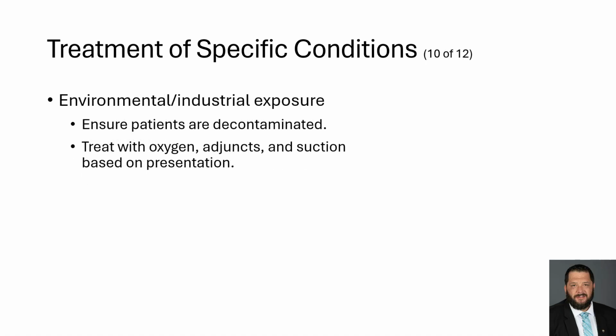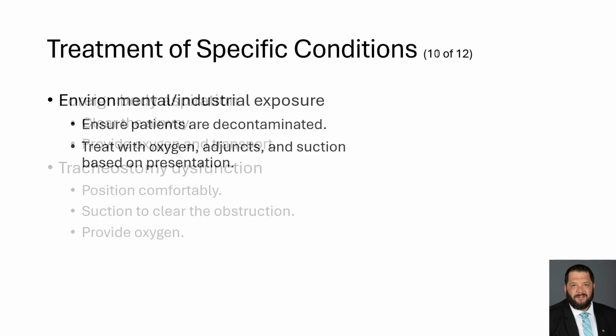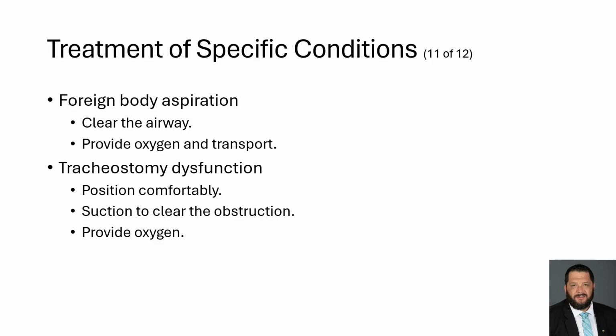Treatment for specific environmental and industrial exposure revolves around removing the patient from the area of exposure first and making sure they're decontaminated. You'll treat symptoms of the underlying insult with oxygen, airway adjuncts, and suction based on presentation for the patient. For foreign body aspiration, make sure you clear the airway and provide oxygen and transport. And for tracheostomy dysfunction, make sure you position the patient comfortably and prepare to suction to clear the tracheostomy tube.